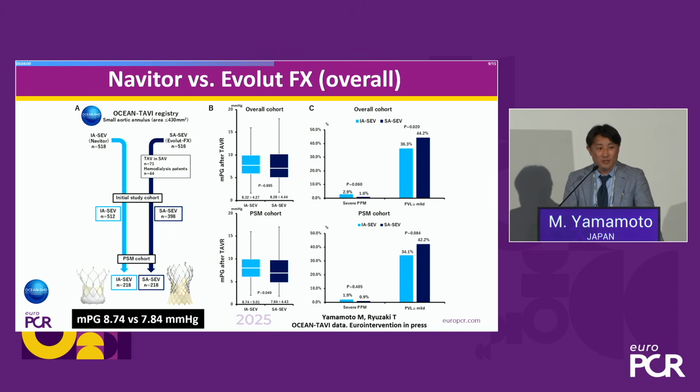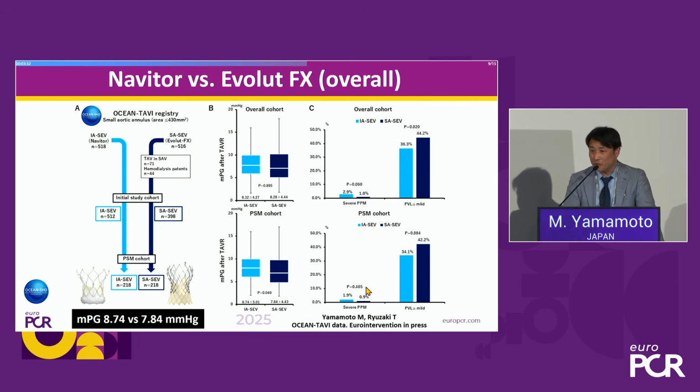I compared using the data of the OCEAN Registry, and after propensity matching analysis, the data show, with statistical significance, a mean pressure gradient of 8.7 versus 7.8 between the supra-annular and intra-annular self-expanding valve. But the actual difference in the mean pressure gradient is 0.9. I think it's marginal. Okay, and let's move on to the incidence of severe PPM.